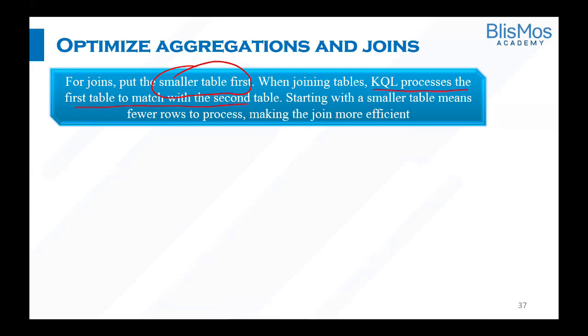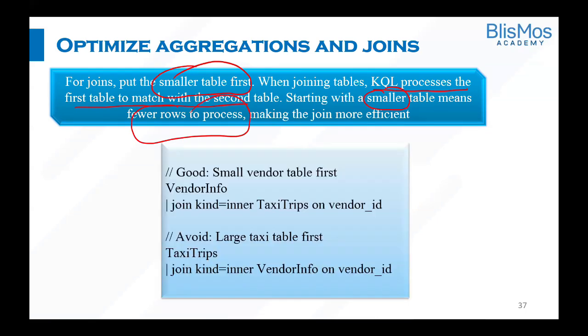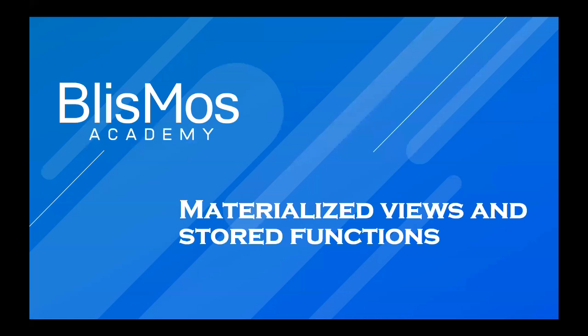So what happens is when you start with the smaller table, the fewer rows are processed first. That way joins are more efficient. These are some of the optimization techniques you have to bear in mind. Now the last thing is materialized views and stored functions.